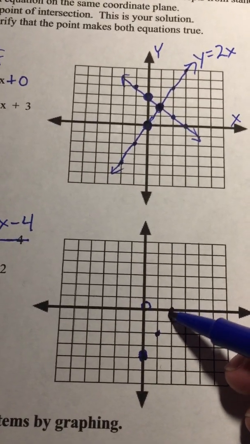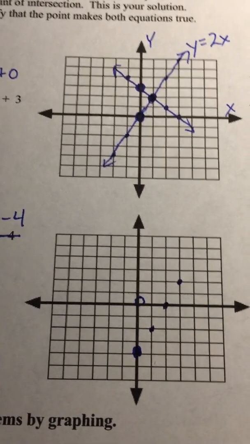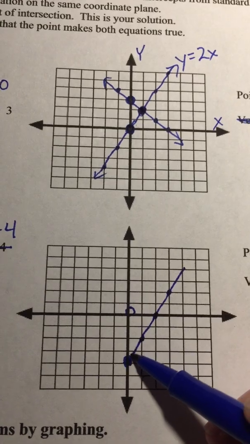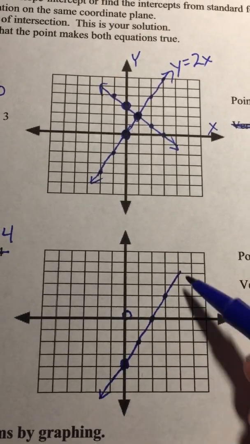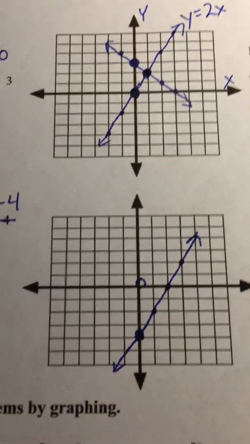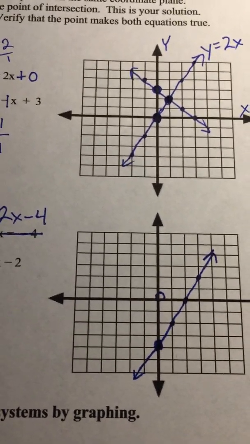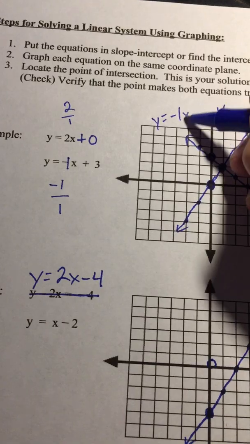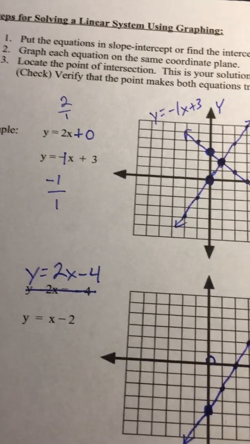So again, up 2 over 1, up 2 over 1. You could do a series of dots and then just connect them if you like. We'll see if we have enough points to match it up nice and pretty on the intersection. So there's the first equation. I should have labeled this other one up here. This was y equals negative 1x plus 3. Just so we'll know which is which.